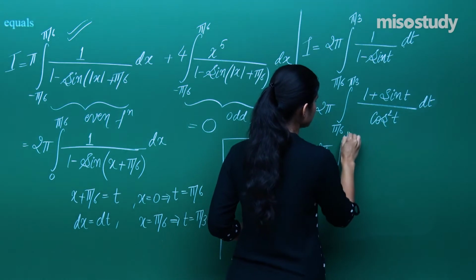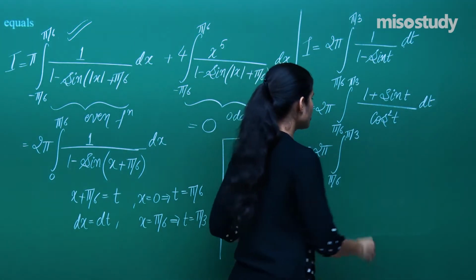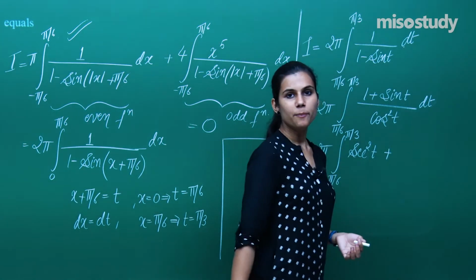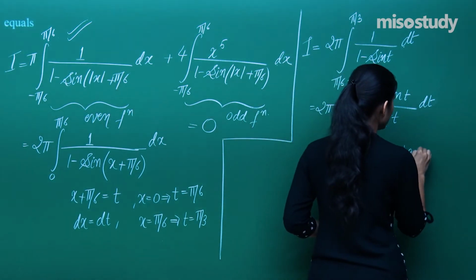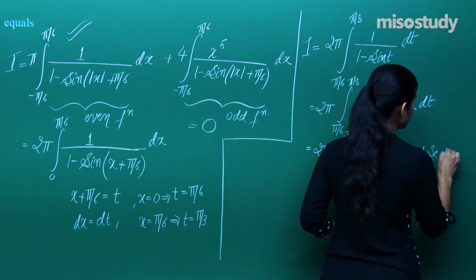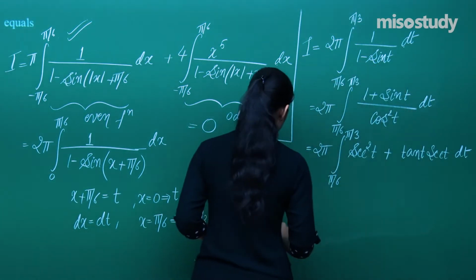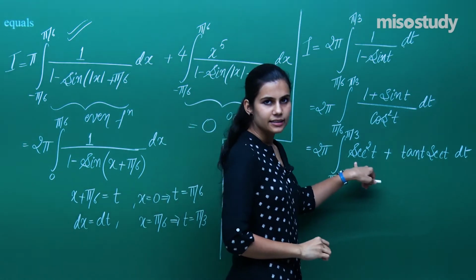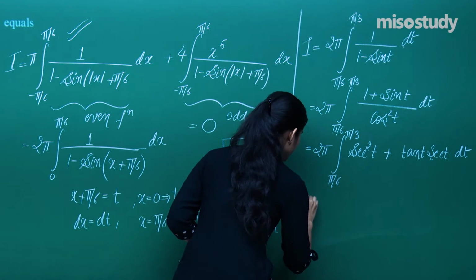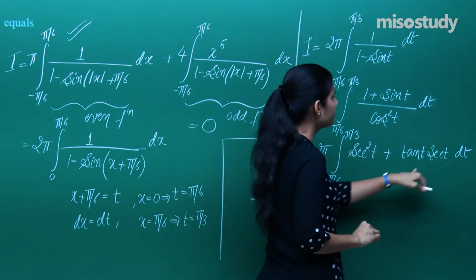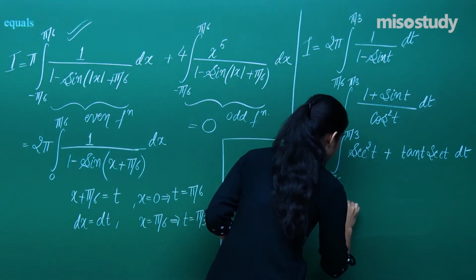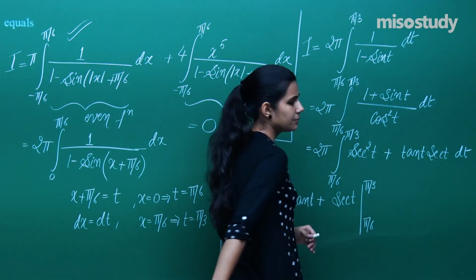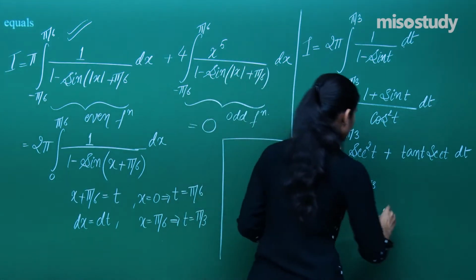This eventually gives you, from pi by 6 to pi by 3, 1 upon cos square t is sec square t, plus sine upon cos is tan, and 1 upon cos is sec. So now things are pretty good. This is 2 times the integral of sec square t, plus tan t into sec t. Integration of sec square t is tan t, integration of tan t into sec t is sec t, from pi by 6 to pi by 3.